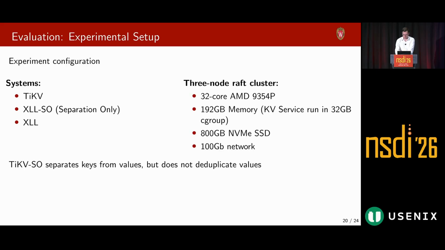For most of our experiments, we use a 3-node raft cluster. So fast disks, NVMe disks, and fast 100 gigabit network. And we compare 3 systems. So TiKV is the baseline system. XL is our research system. And we also include XL-SO, separation only, which is like that middle picture that we showed earlier, where we have 2 separate on-disk logs. So we do the key value separation, but no deduplication.